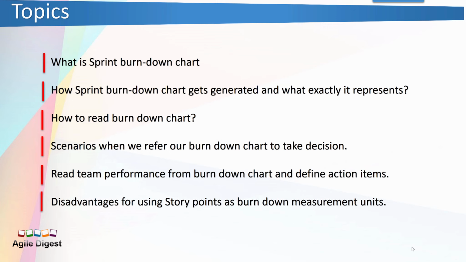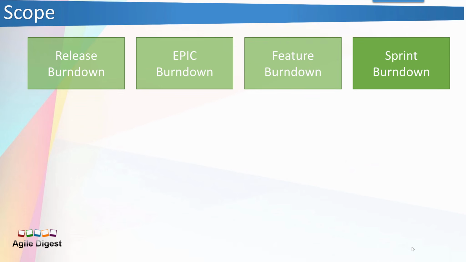We'll show a couple of different states of burndown chart, what exactly causes them, and what the action items are to improve from there. And then finally we'll touch on the burndown chart, what exactly the disadvantage is if we do it through story points. The scope will mainly cover the sprint burndown.